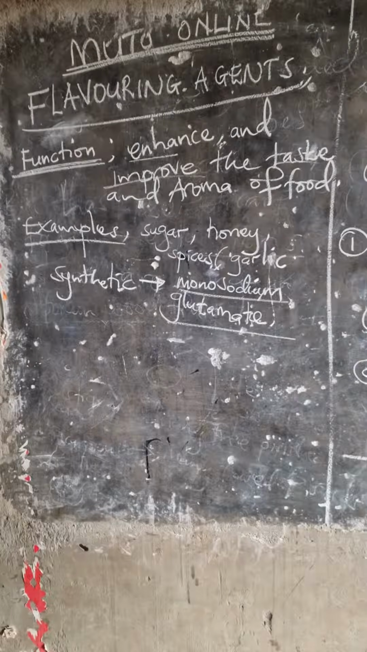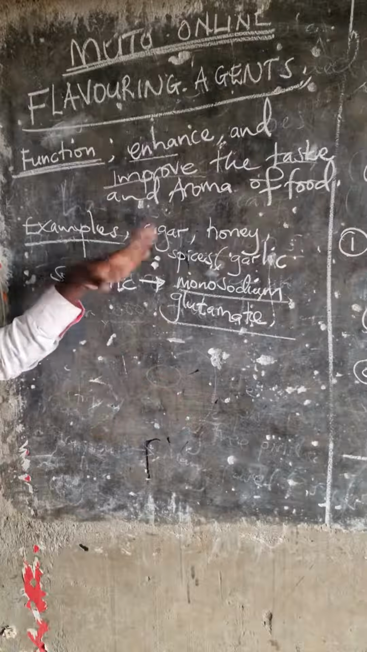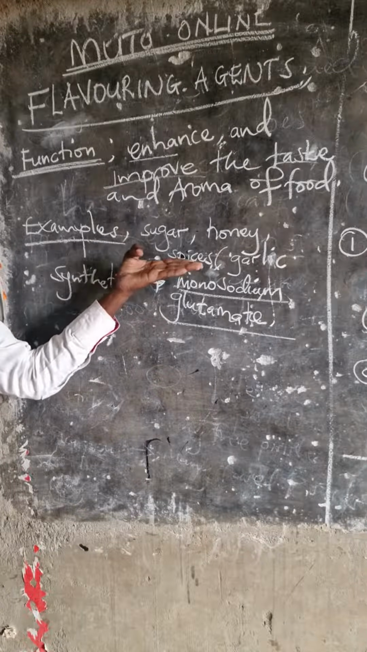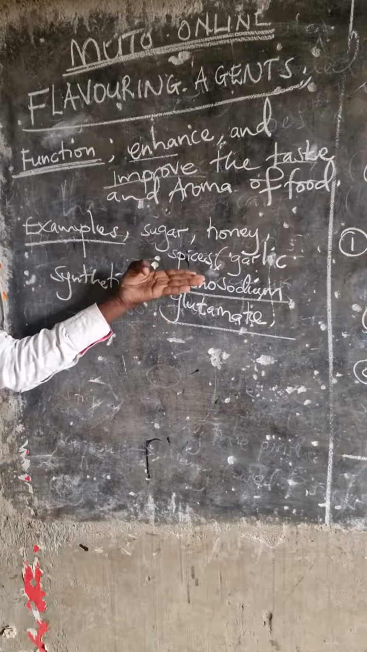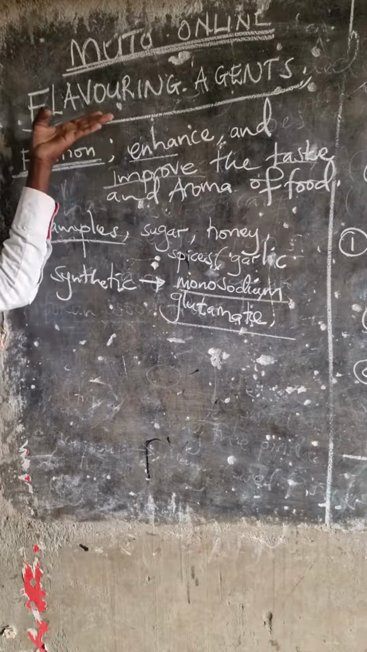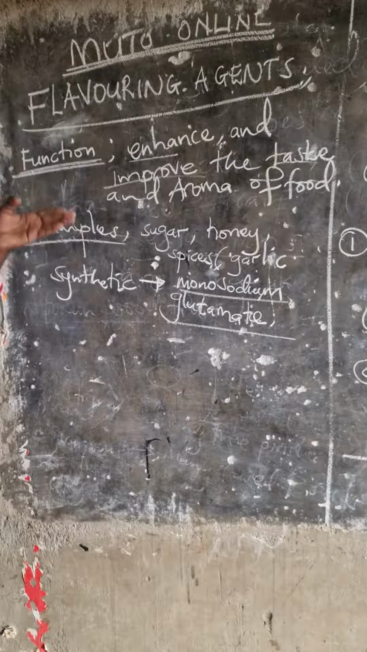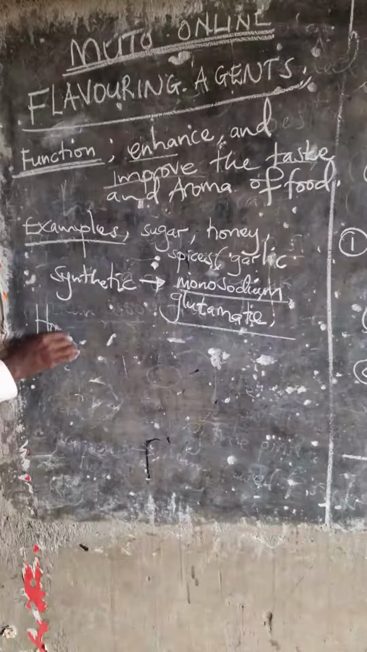So these are some of the commonest examples. There are many others: the onions, the tomato, honey, sugar, and all spices we know, extracted from the natural plants. We can look for them. But basically, these are some of the flavoring agents. We said we shall give the function and examples. Then we have how they work.